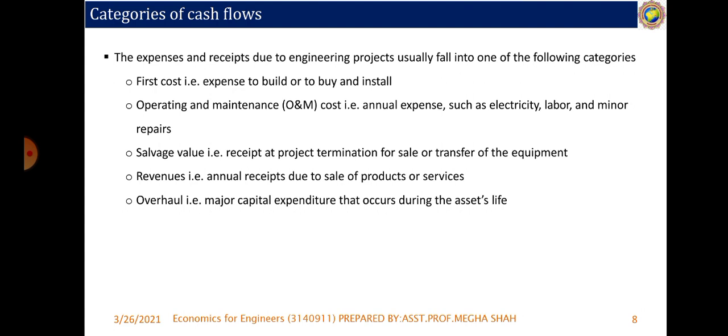Now, categories of cash flow. What is a category of cash flow? Here we see how many incomes and how many expenses occur in our organization and how they are handled. Installation cost, operating and maintenance cost, salvage value, revenues, overhaul are written in cash flow diagrams. So these are the categories of cash flows.